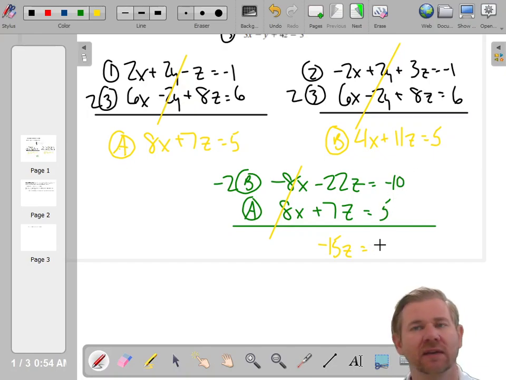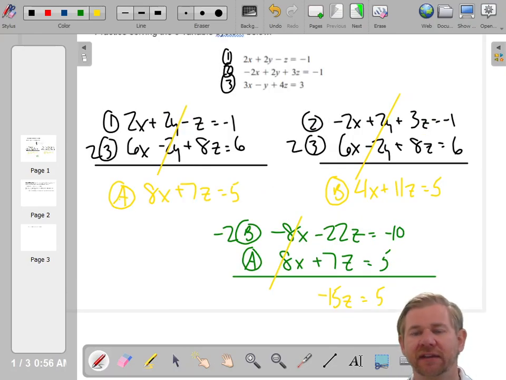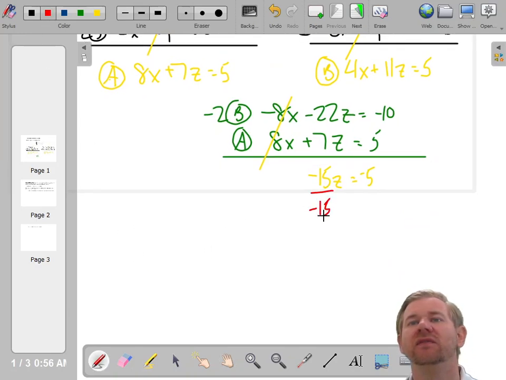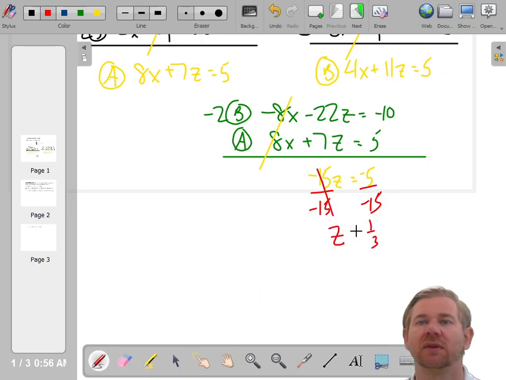Was I supposed to double? Okay, -10 and 5, fine. So that will be just 5. All right, so I'm going to get a fraction. That's okay. We can get fractions. But it is -5, so let's make that -5. So now when I divide by -15, divide by -15, z equals 1/3. All right, so kind of messy, but that's okay.